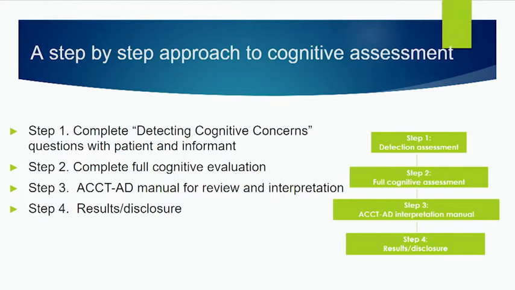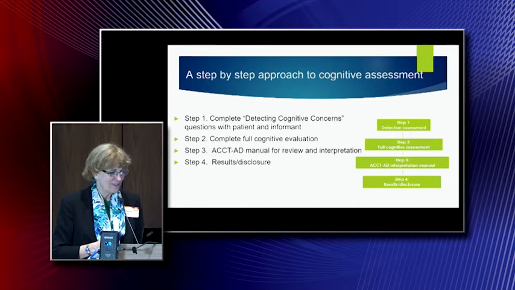So what is this ACCT-AD toolkit? It, like some of the other guidelines, is a step-by-step approach to the cognitive assessment. And again, you complete the detection, then a full exam, then you have a manual to help you review and interpret the information that you've collected, and then you have help with the results and the disclosure. So it's a complete process. Again, think of that neurologist. If I had a cute little picture of a neurologist on the shoulder, I would show you, but I don't. Just imagine it right up here.